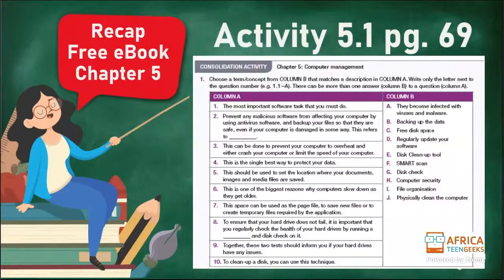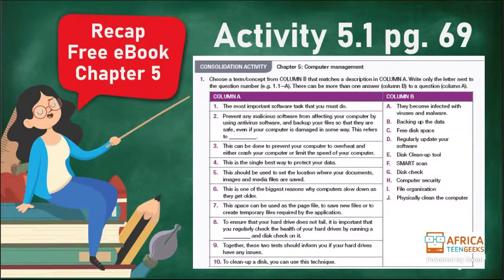Then number 5, this should be used to set the location where your documents, images, and media files are saved. Number 5, what could it be? Let's see. File organization, yeah, it's correct.